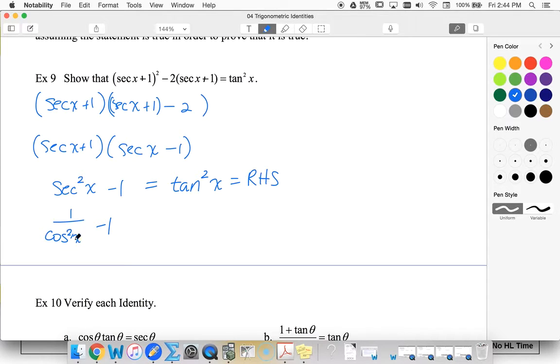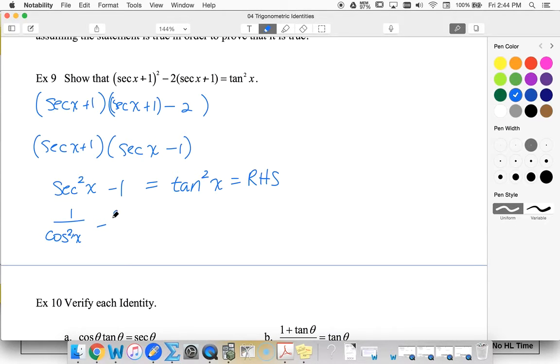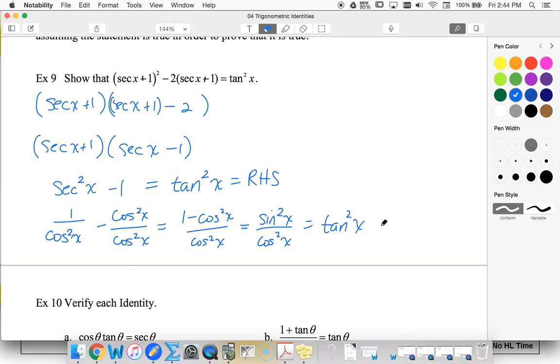If you were to go on to prove it, you would make a common denominator. So let me just do that here. So minus cos squared over cos squared. That's going to give you 1 minus cos squared over cos squared. And of course, this is the Pythagorean identity, so that's sine squared over cos squared, which is again just tan squared, which is also the right-hand side.